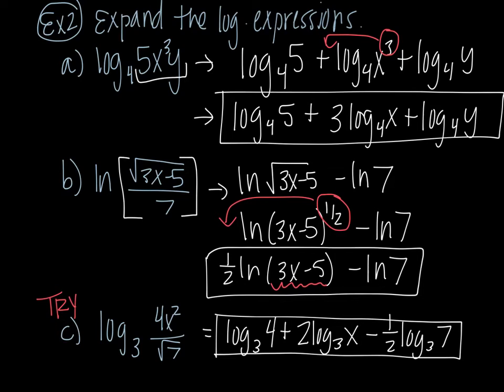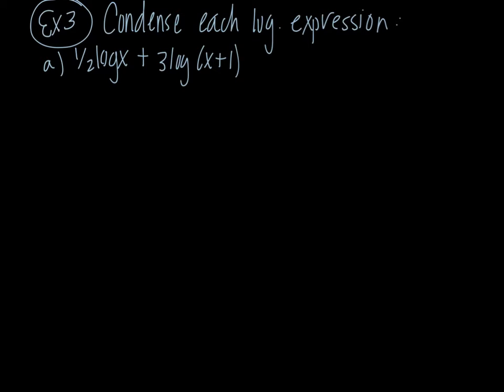Now let's try to kind of go the other way. Let's suppose that I give it to you expanded, and instead I want you to condense it. Condense each logarithmic expression. The first one we'll do is 1/2 log of x plus 3 log of x plus 1. Notice neither of these have a base specified, but that means that these must be common logarithms, so their base is 10. As long as their base is the same, you can follow the different logarithmic properties. We have to make sure the base is the same.